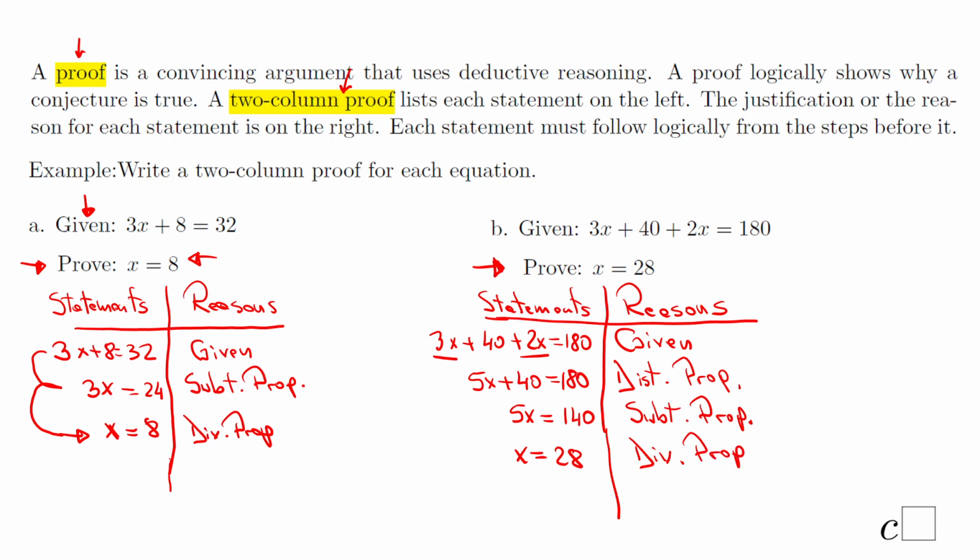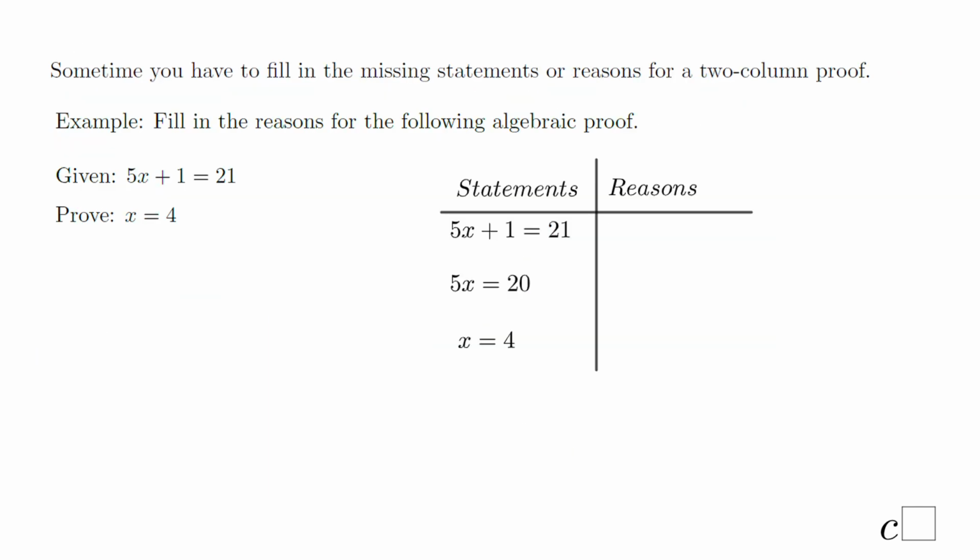Okay, so you have here two examples of writing an algebraic proof for solving, in this case, a linear equation. Sometimes you just need to put the reason, you have the statement, or vice versa. Sometimes the reasons are given and you need to write the statement, and sometimes you have a combination of this. Now, in this example, you notice we already have the statements. The first one is what is given.